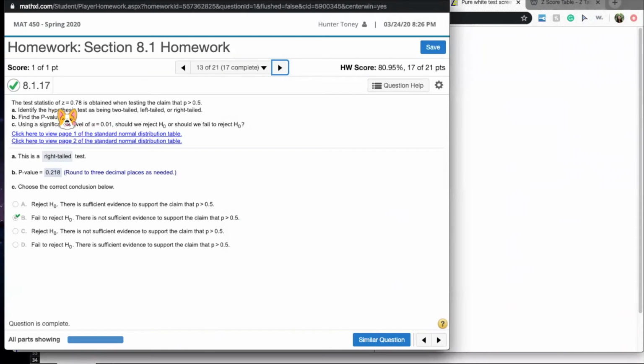Moving that back over, they tell us that our test statistic is z equals 0.78, and we're testing the claim that p is greater than 0.5. The first thing we want to do is figure out if it is right-tailed, left-tailed, or two-tailed. As part of the cheat sheet down towards the bottom, I did note this already, but if you're ever unsure of which one it would be, we have our not equals, which would be our two-tailed.